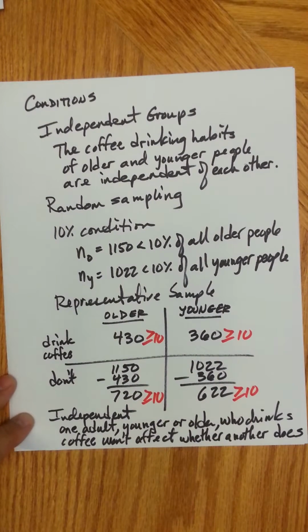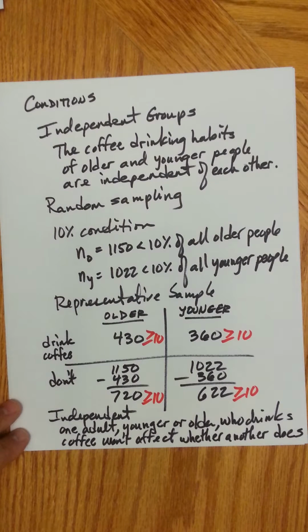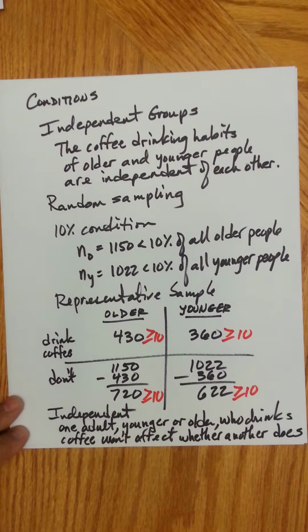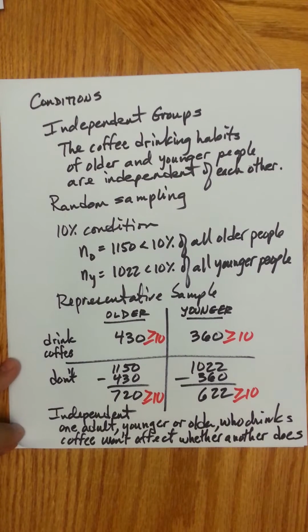All right, and then independent: one adult, it doesn't matter whether you're younger or older, who drinks coffee isn't going to affect whether another one does. I mean, even if one says, hey, this is great coffee, and one tries it, it's not going to make them a coffee drinker that drinks coffee every day unless that's actually who they are. So, you know, one isn't going to really affect the other.